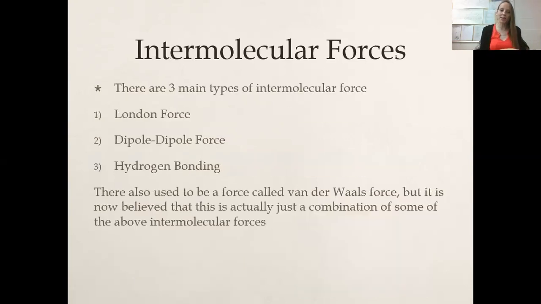The intermolecular forces, again, are a little different. They're not inside those molecules. They are between two different, completely distinct molecules. And there are three types of intermolecular force. From weakest to strongest here, we have the London force, the dipole-dipole force, and the hydrogen bonding. There also used to be a force called van der Waals force, so you might still see that in a textbook or online or something. But now scientists believe that it's actually just a combination of those three intermolecular forces and that it's not a distinct force. So these are the only three forces that we're going to go over.